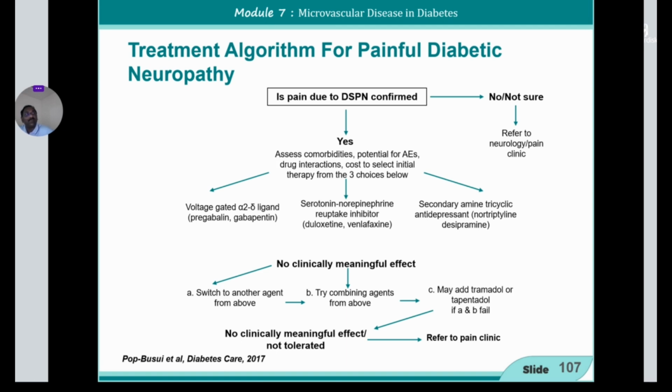So it's always better to use one drug, wait for about 15 days to 1 month, and then you can add the second drug. Again, wait for 15 days to 1 month, and then you can add the third drug. So that is how we have to treat diabetic neuropathy.